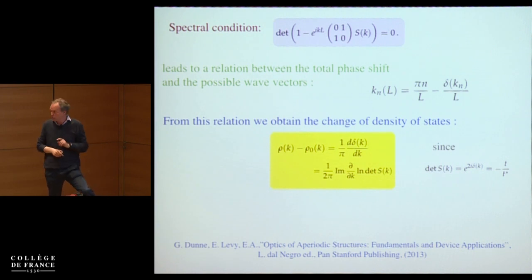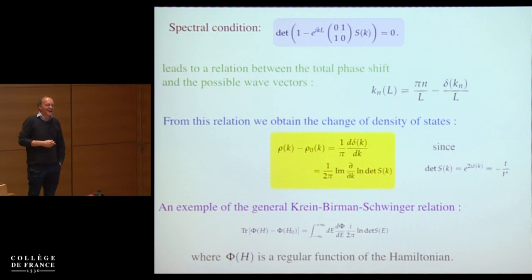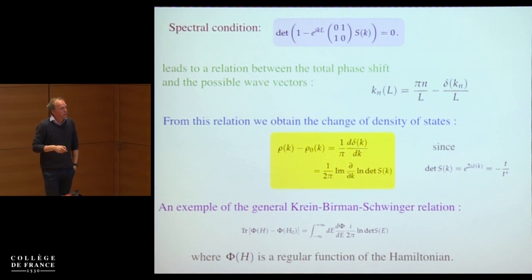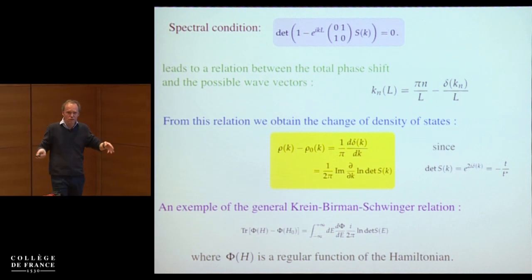So this is a beautiful formula which gives you the spectrum of a finite system, whatever is inside, by just measuring the S matrix. There is also a short review about this. This formula is in fact an example of a general formula called the Krein-Birman-Schwinger relation, Krein and Birman being mathematicians and Schwinger a physicist. It says that if you have a given regular function of a Hamiltonian, then the trace of it can always be related to the S matrix. It's an extremely useful equation. So you don't need to solve boundary conditions. Just look at the S matrix.